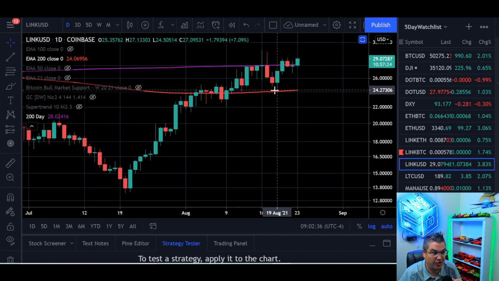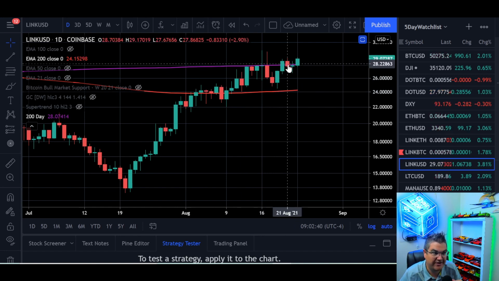Come back down, hold the 200 EMA, come back up, tried to do it, nope. Resistance again today. Great sign out of Link so far. Currently at 29.07. All right, one more.